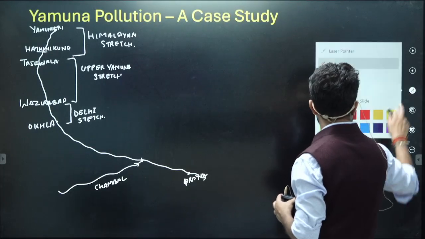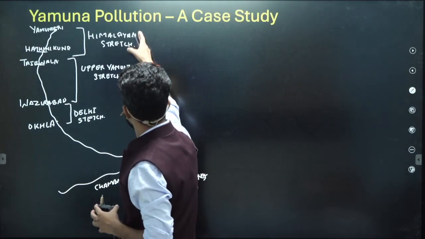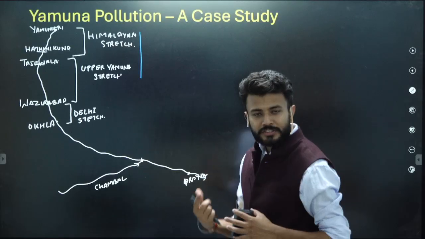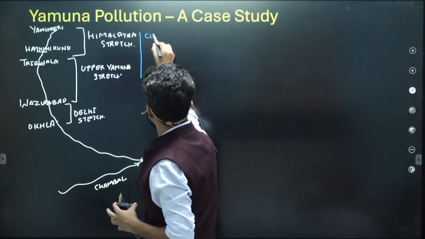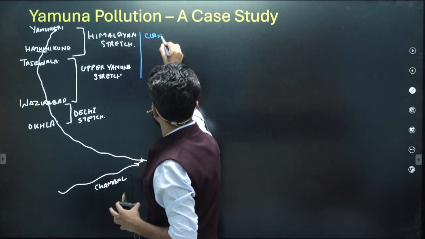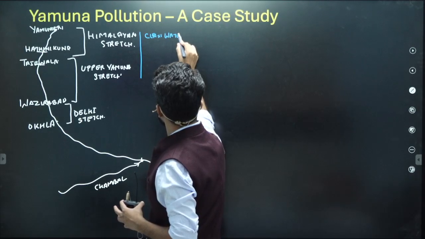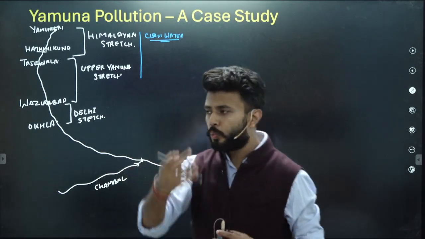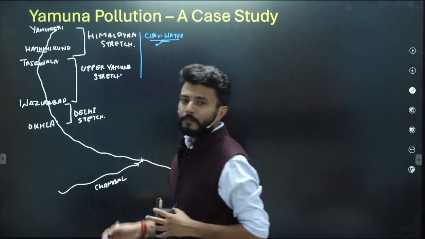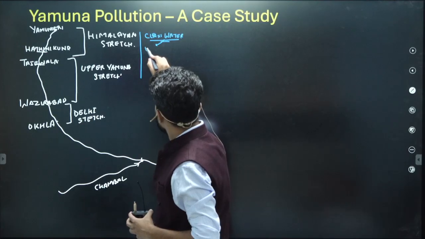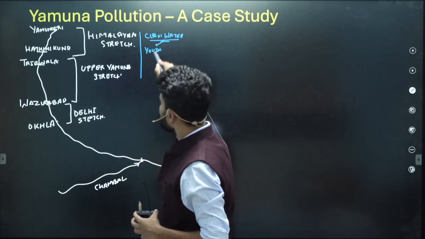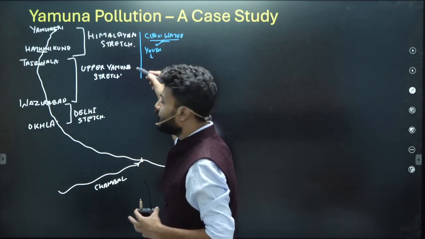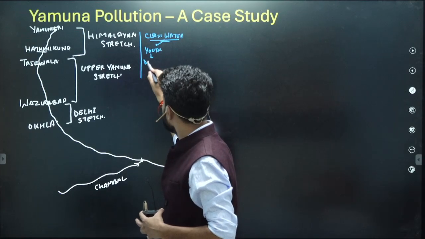When we talk about the Himalayan stretch as well as the upper Yamuna stretch, this stretch obviously will be having clean water, right? Why? What are the reasons responsible for clean water? There are two reasons. One is the natural reason. The natural reason is that here the river is in youth stage. If the river is in youth stage, that means it is having a very huge velocity, a very huge discharge.